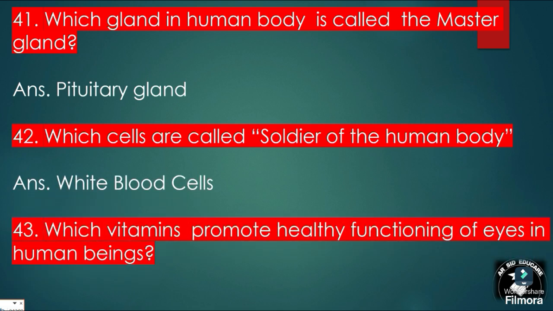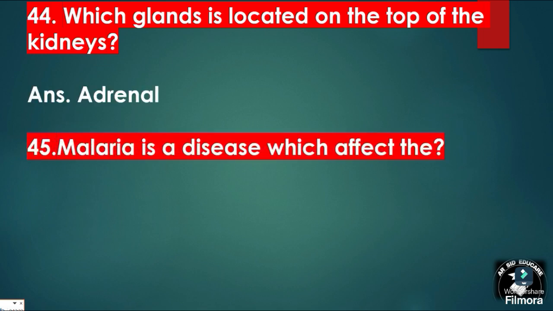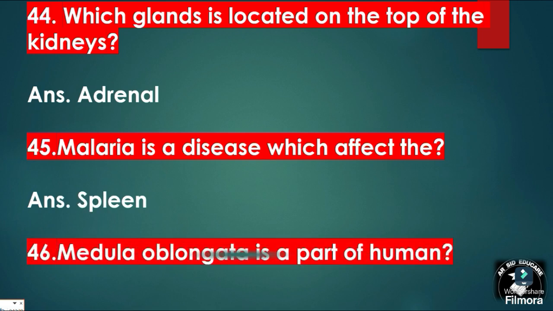Which vitamin promotes healthy functioning of the eye in human beings? Vitamin A. Which gland is located on top of the kidney? Adrenal. Malaria is a disease which affects the spleen. Medulla oblongata is a part of the human brain.